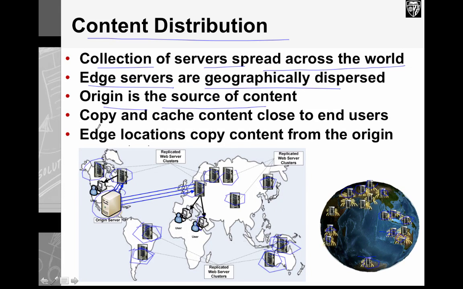And the idea here is that you want to copy the content and keep it close to the end users. So let's take the content and move it to these edge servers so that the edge servers can serve the content. In this case, the content is being moved, in fact copied, from the origin server to an edge server, so when a user accesses the content, they're actually accessing it from this edge server, because this edge server is closest to this user that is sitting in Spain.